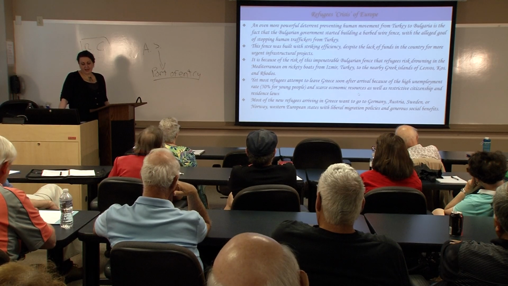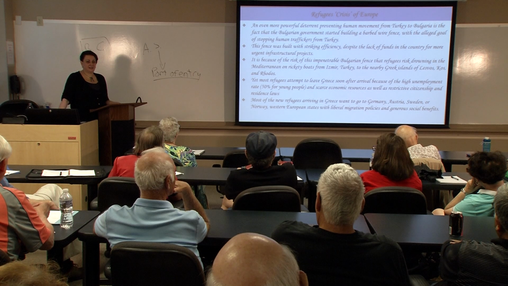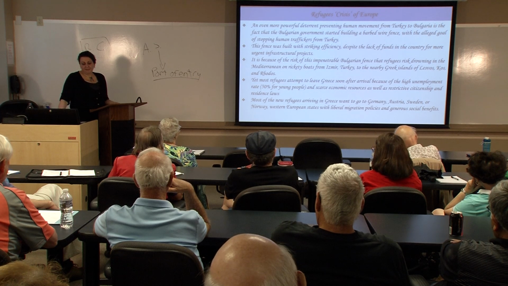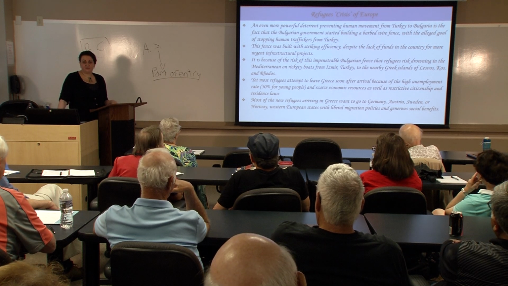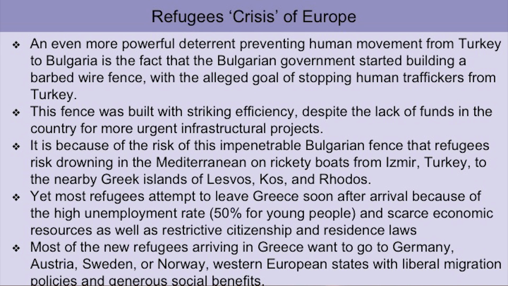An even more powerful deterrent, though, was that the Bulgarians decided to build a fence of barbed wire. And of course, the excuse or the reason for it was that they were trying to stop human traffickers from Turkey. As many people noted at the time, in a country where nothing gets built quickly, the fence was built almost overnight. It is because of the risk of this impenetrable Bulgarian fence that refugees then began to take the risk of doing the trip by sea, right? In rickety boats from Izmir, Turkey, to nearby Greek islands.